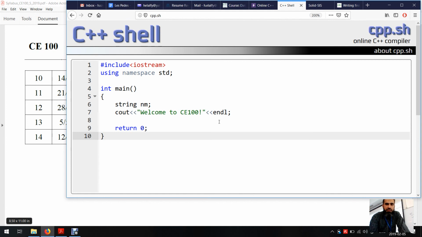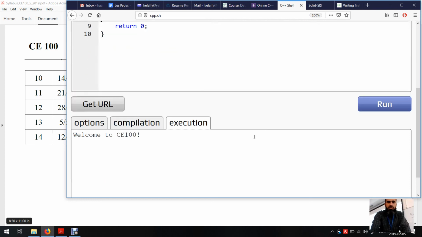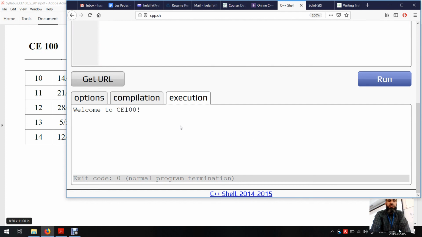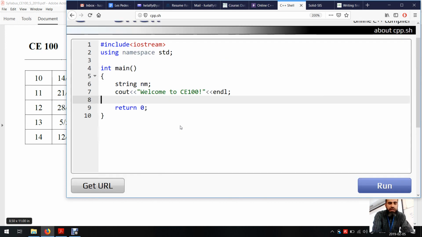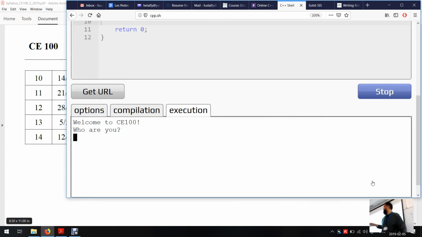But what if I add 2 more lines? So the program takes this message and writes. Cout means write on the monitor. This is what happened here, and we wrote welcome to CE100. I can add more lines. I can add who are you? So what do you think is going to happen if I run? What's your name? Yes. So it writes welcome to CE100.